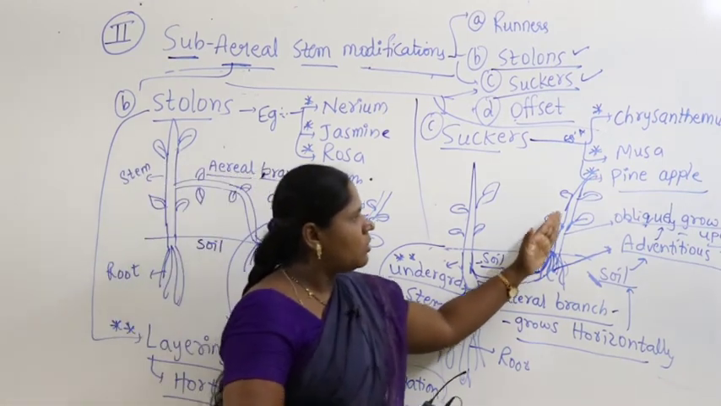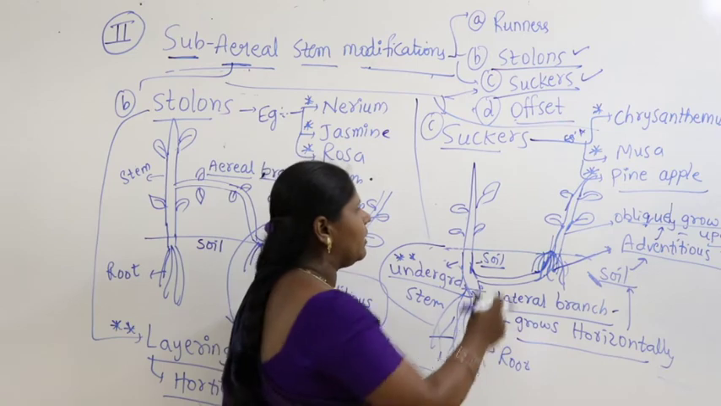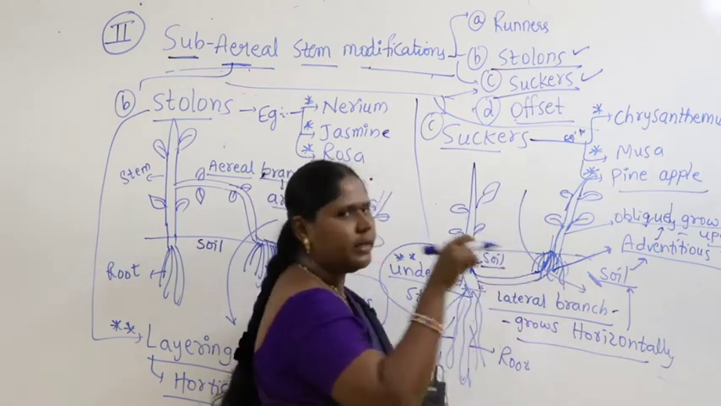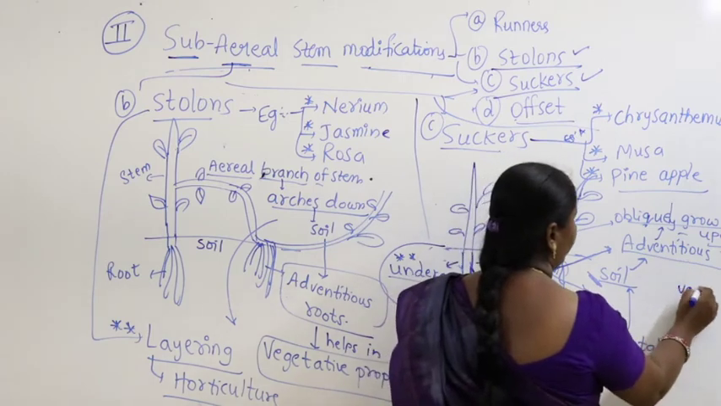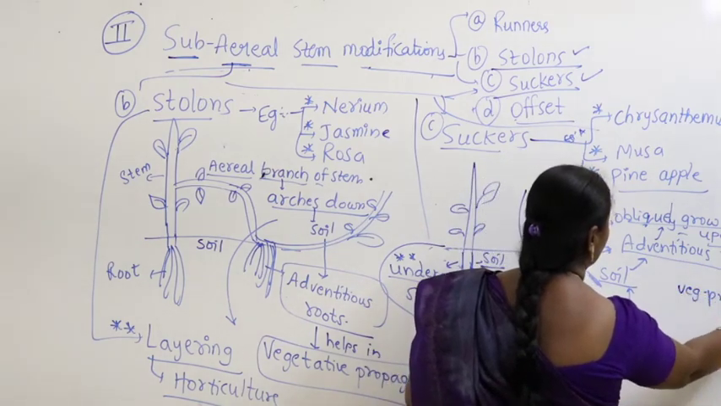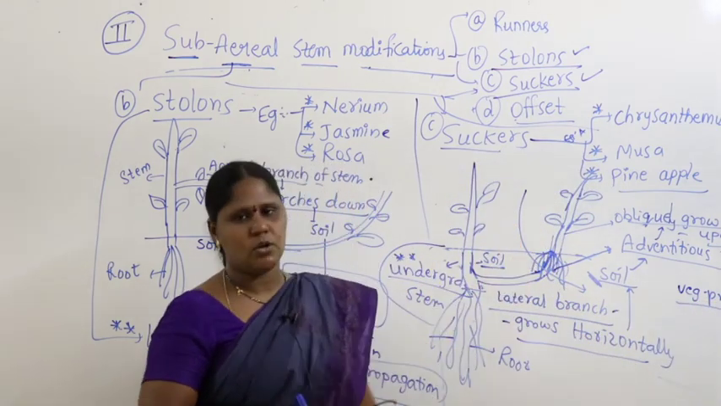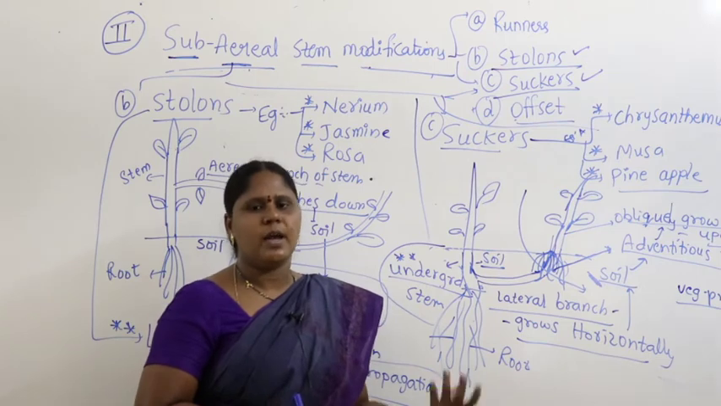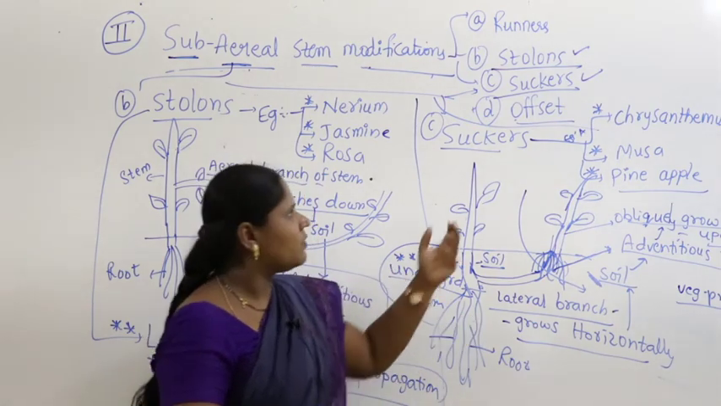So here it grows obliquely in an upward direction. Now what happens if you cut the plant here and put it in the soil? Again it helps in vegetative propagation. If you cut it from here and keep it in the soil, then again a new plant will come. That is most commonly observed in the case of chrysanthemum.